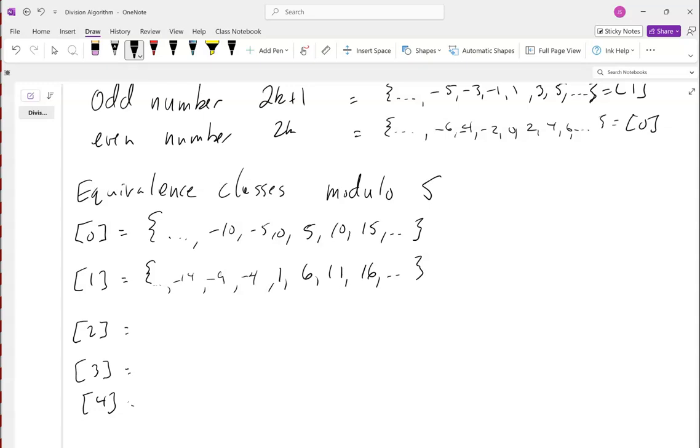Remember that the definition is that you have to divide the difference of the two, right? If I do 1 minus -4, I get 5, which is divisible by 5. If I do 11 minus -14, I get 25, which is divisible by 5.